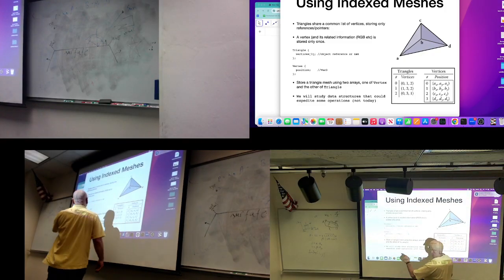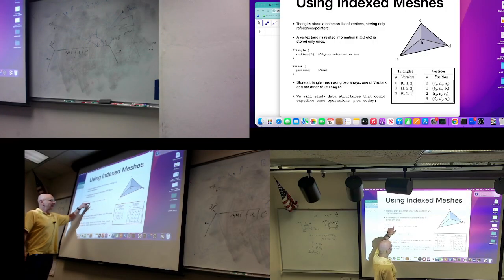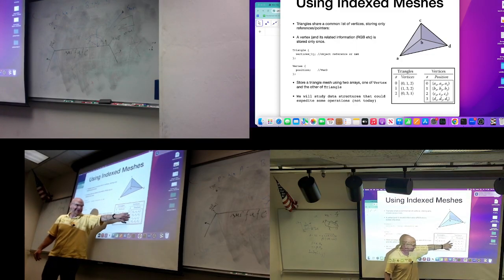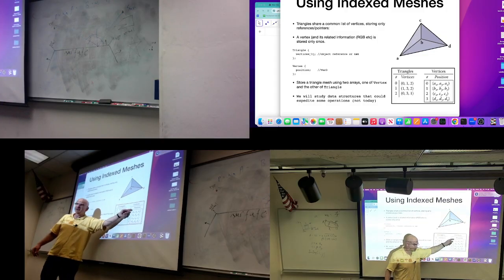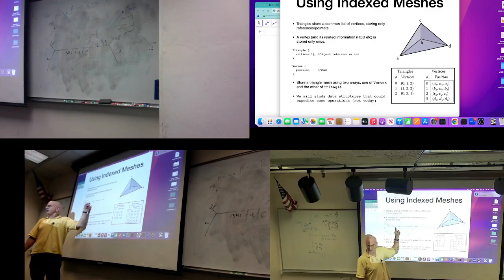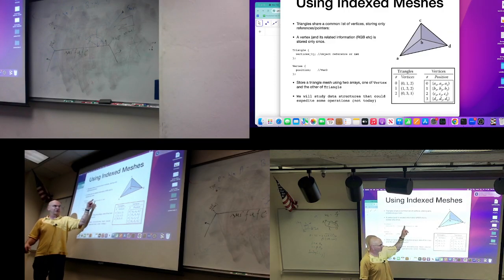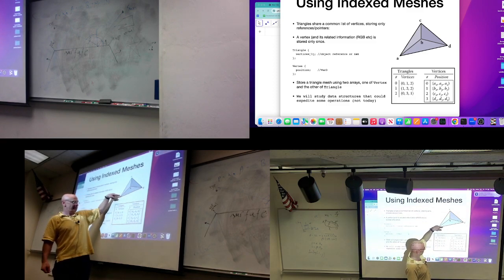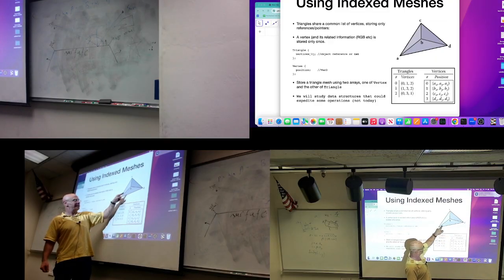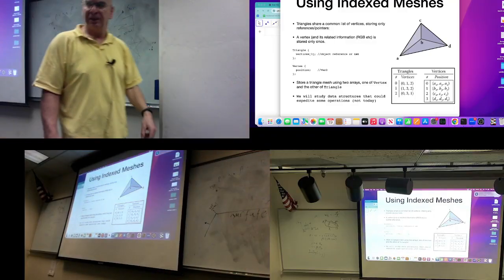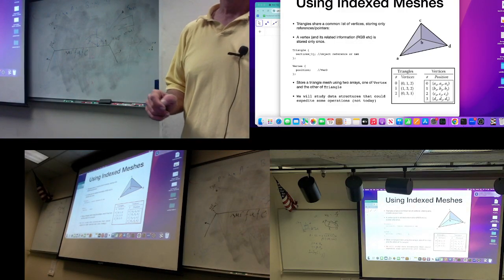And what is a triangle now? A triangle will consist of 3 integers, which are what? The indices, or think about them as pointers to the array of vertices. So now the triangle is stored with only 3 integers that tell me that this triangle has vertex 0, vertex 4, and vertex 1. And that starts to be okay.